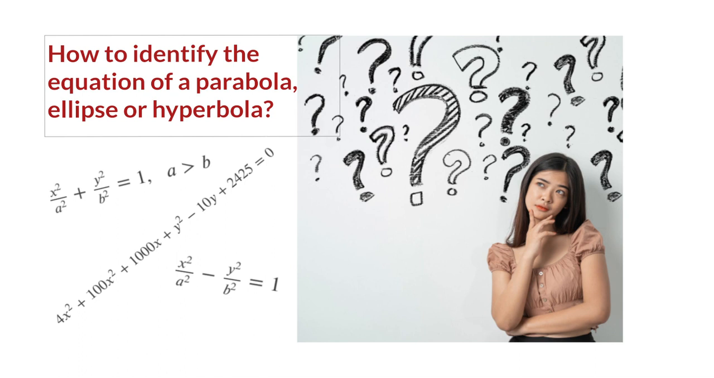You have already learned the equation of the parabola, ellipse and hyperbola in three different sections. But if you get an equation, how do you identify whether this is a parabola, ellipse or hyperbola? Let's learn a technique to identify the equation of a conic section.